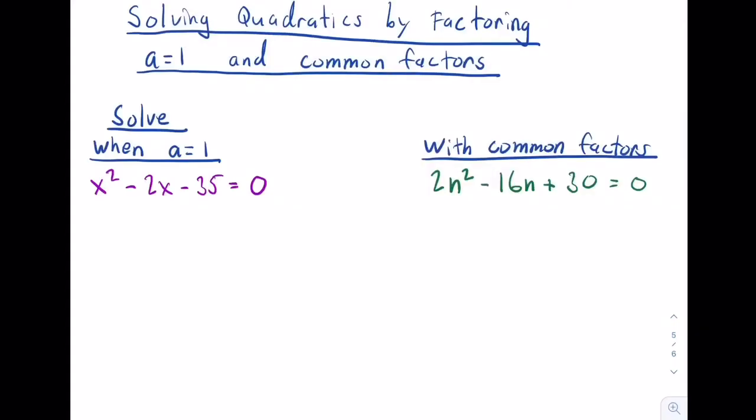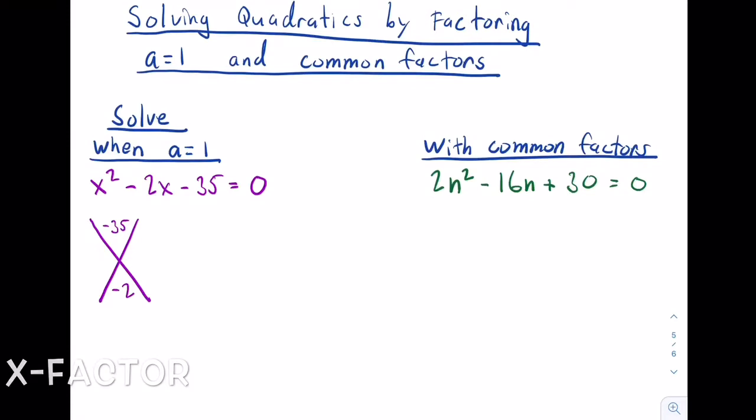Okay, the first one. So when a equals 1, you have an equation: x squared minus 2x minus 35. So first thing is we're going to factor it. So we create our x. We use our c, which is negative 35, and our b, which is negative 2. Put that in there. Then we write our two factors. So our two factors multiply to negative 35 and add to negative 2.